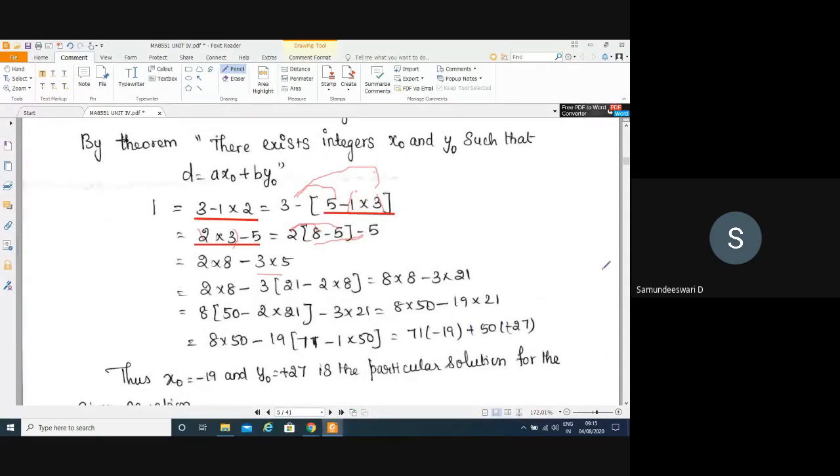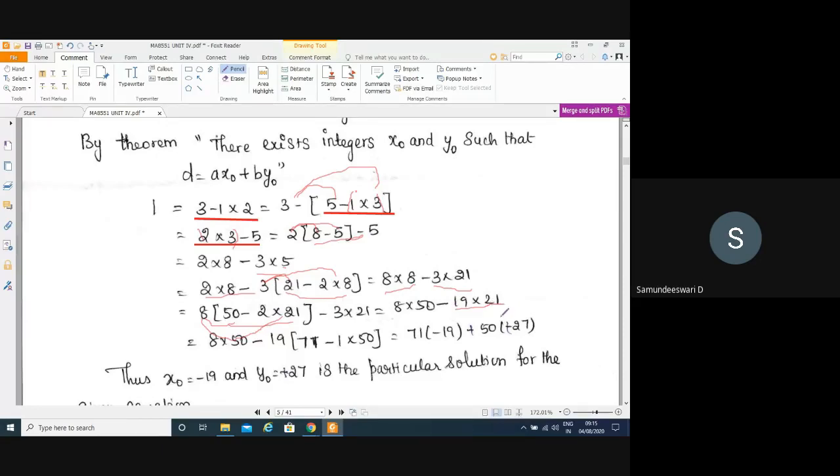Now in the place of 5, replace 21 minus 2 into 8, using reverse order. So 2 into 8 minus 3 into 21 minus 2 into 8, minus into minus plus: 6 into 8, already 2 into 8, so 8 into 8 minus 3 into 21. Again replace 8 as 50 minus 2 into 21. So 8 into 50 minus 16 into 21 minus 3 into 21, so minus 19 into 21 plus 8 into 50.